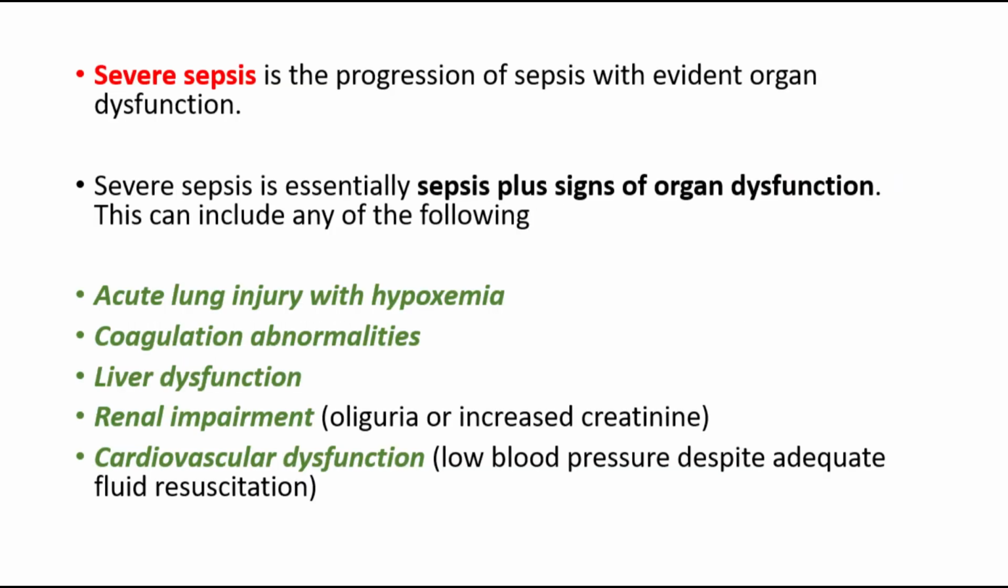Severe sepsis is the progression of sepsis with evident organ dysfunction. Severe sepsis is essentially sepsis plus signs of organ dysfunction. This can include any of the following: acute lung injury with hypoxemia, coagulation abnormalities, liver dysfunction, renal impairment, oliguria or increased creatinine, cardiovascular dysfunction, low blood pressure despite adequate fluid resuscitation.